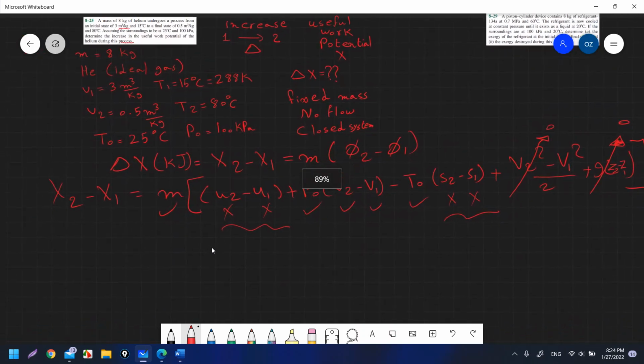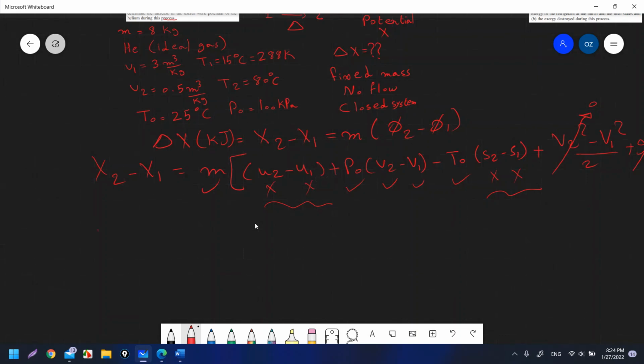How can we find this? U2 minus U1. Usually in engineering thermodynamics, we used thermodynamics tables, but we're dealing with steam, water, refrigerant R134A. But here, that is an ideal gas. For ideal gas, you have to use this equation, CV delta T, T2 minus T1.